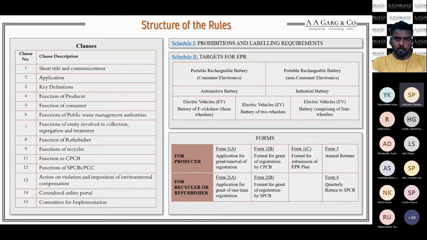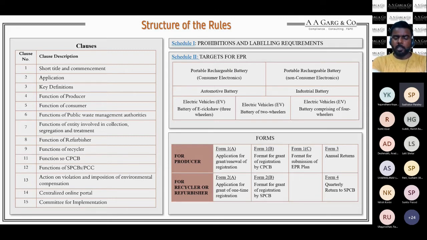Then the second component is Schedule 1, which talks about the provision on the use of heavy metal content in the batteries. Also, it talks about the labeling requirements that batteries should have if you're manufacturing in the upcoming years. Then Schedule 2 talks about the targets which have been assigned to the producer for fulfillment as an obligation. The targets are categorized in seven categories.